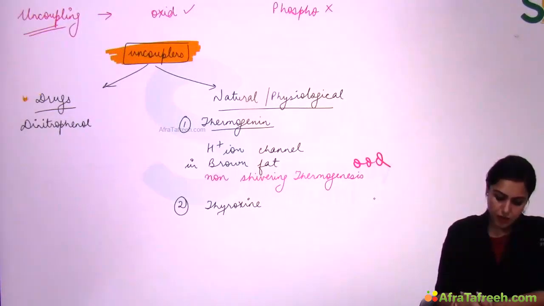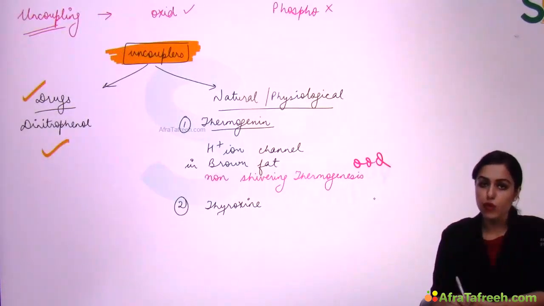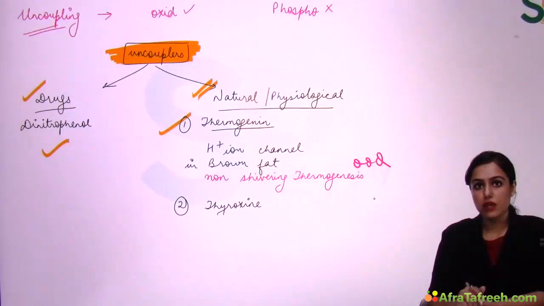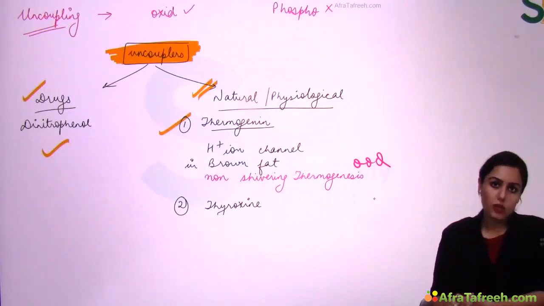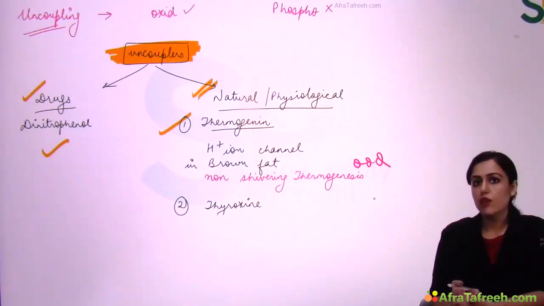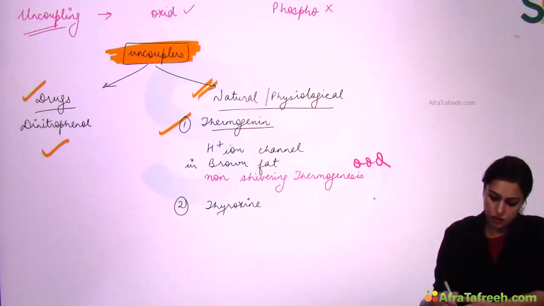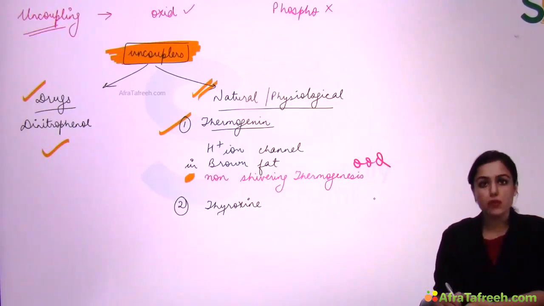Now let's see the examples. A drug acting as an uncoupler is dinitrophenol, but on the other hand, we also have natural or physiological uncouplers. The first example I have taken is thermogenin. Thermogenin is a protein present in brown fat. It is a kind of proton-ion channel present in the inner mitochondrial membrane. Now this thermogenin is responsible for non-shivering thermogenesis.